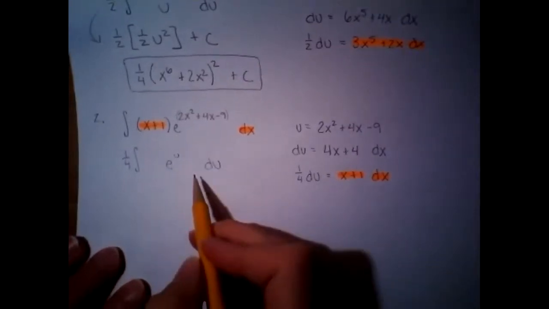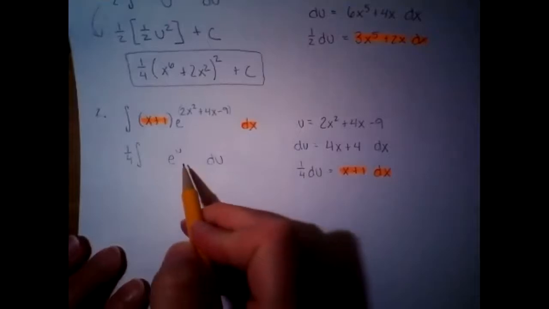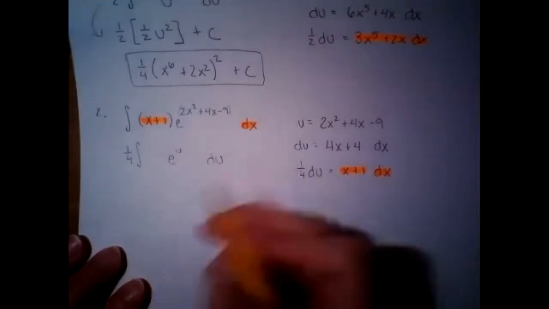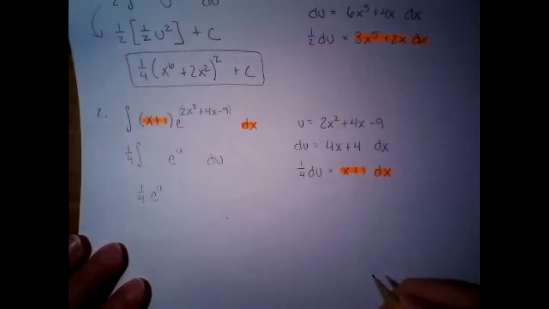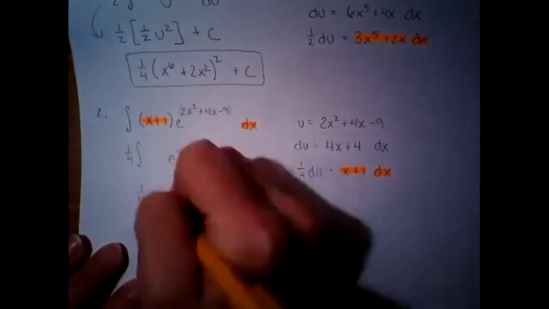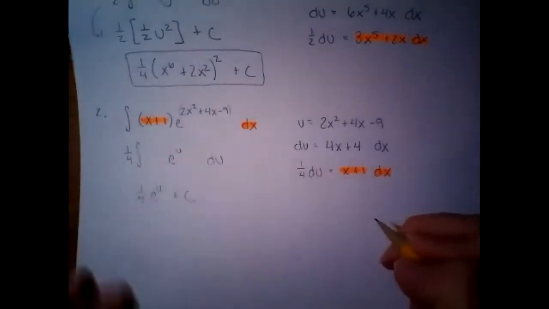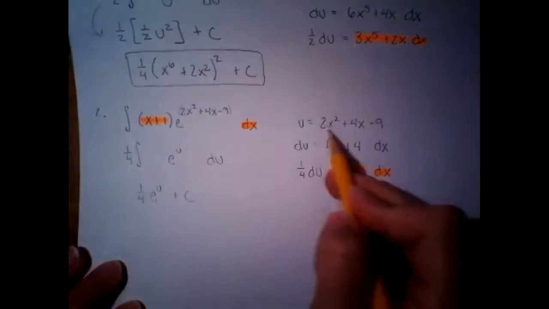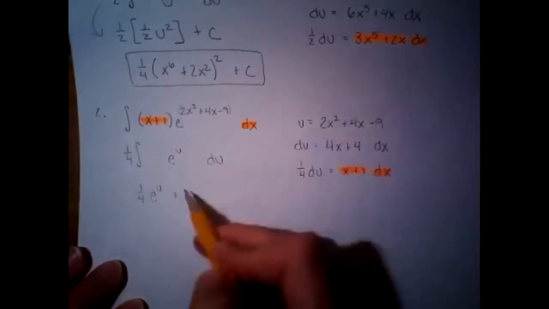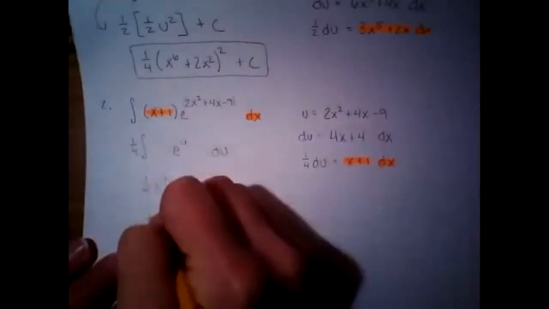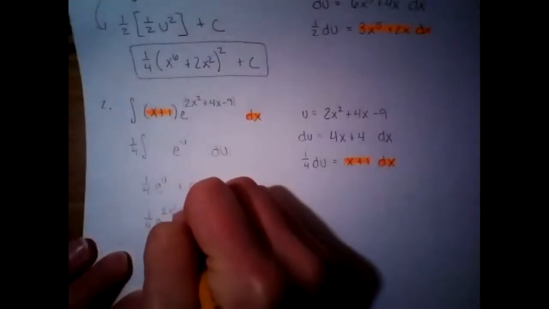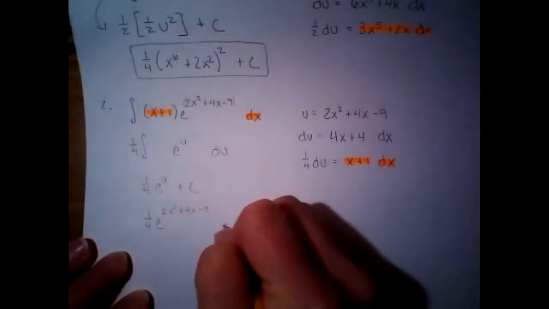Now, the next step's the most important step, which is where you do the antiderivative. It's going to look like we didn't do anything, but that's because e to the u, the antiderivative is e to the u plus c. And then at the end, you're just going to put this back in for u. So it is 1/4 e to the power, all of that, plus c.